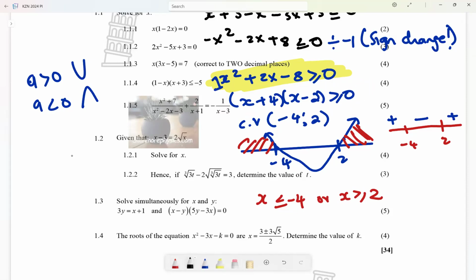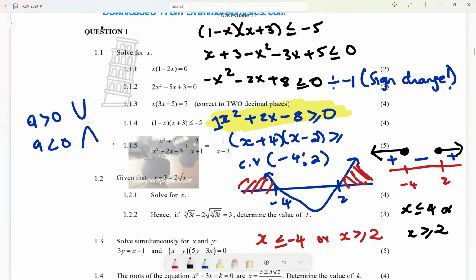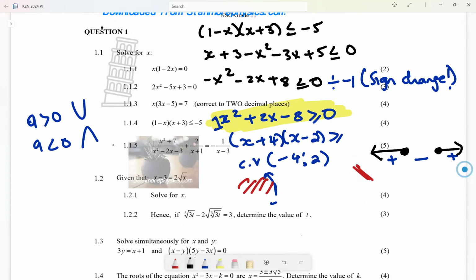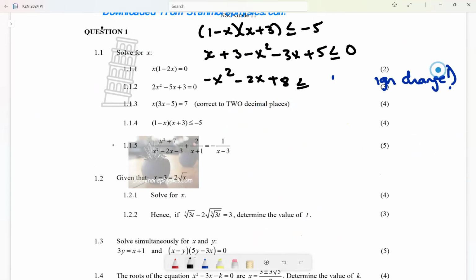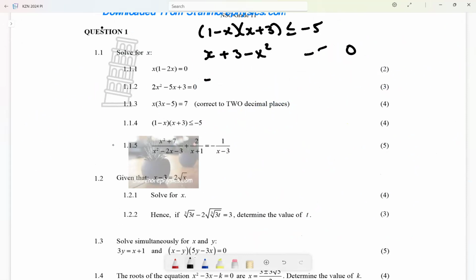So it will be from this point, and it is shaded because it is included there, okay? To there. Then it is from here to there. So similarly, your x will be less than or equal to negative 4, or your x will be greater than or equal to 2. Just like that. I know it is a lot of mathematics, but you have to apply the fundamentals. If you did not understand that one, please go back and digest it, and try to do your own so that you can see if you understand.